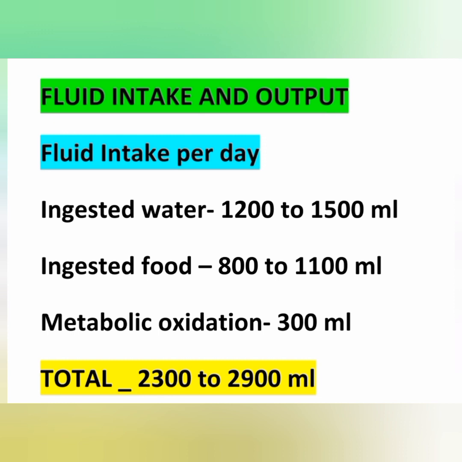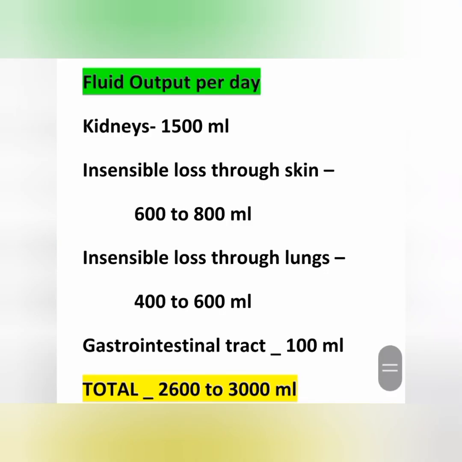And fluid output per day: through the kidney, that is urine, 1500 ml; insensible loss through skin, through sweat, 600 to 800 ml; insensible loss through lungs, through inspiration and expiration, 400 to 600 ml; gastrointestinal tract 100 ml; through feces 100 ml. Total 2100 to 3000 ml per day fluid output.